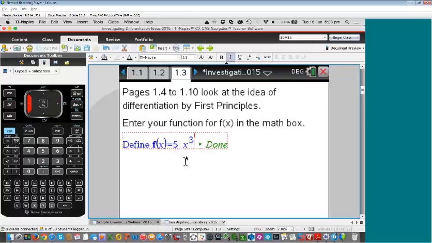So the idea would be that the students can explore different functions, and anything that they enter in here will then be affected in every other screen across the document, and there's 17 screens in total. So it actually gets into a fair bit of detail about what's going on with the ideas of calculus and differentiation. So we'll leave it for the moment as being 5x cubed, so I'll just click out of that box. On the next screen, it actually takes the students through the idea of first principles.